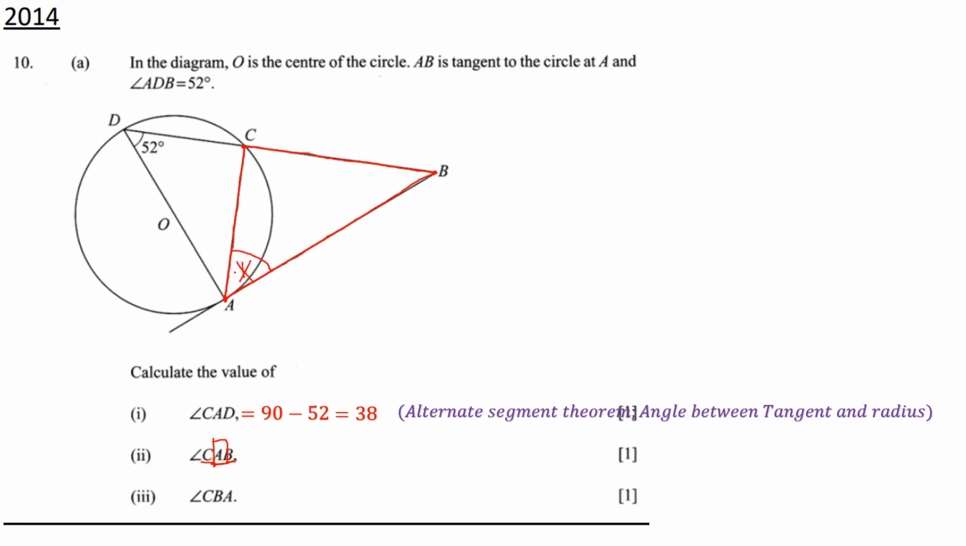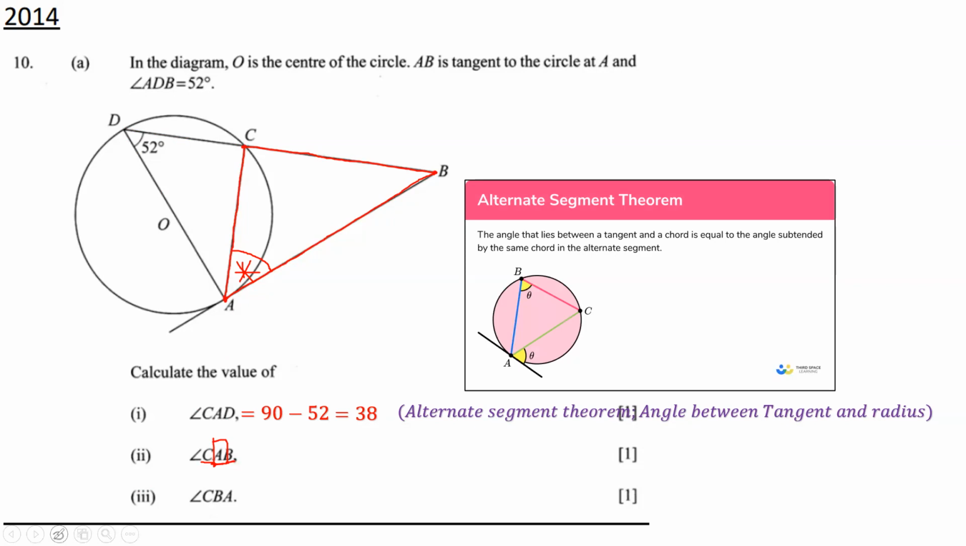We already figured out what this angle was. Remember, we used the alternate segment theorem. The alternate segment theorem tells us that the angle formed between the tangent line and the chord is equal to the angle subtended by the same chord. This is the tangent. So the angle that's subtended by this chord, let me use the highlighter, is this angle.